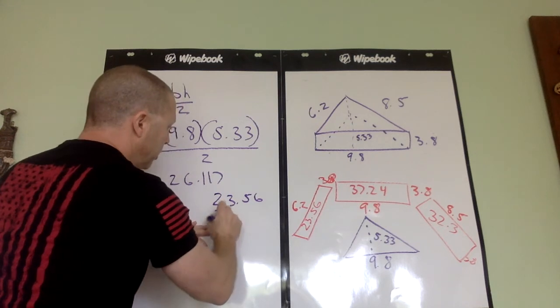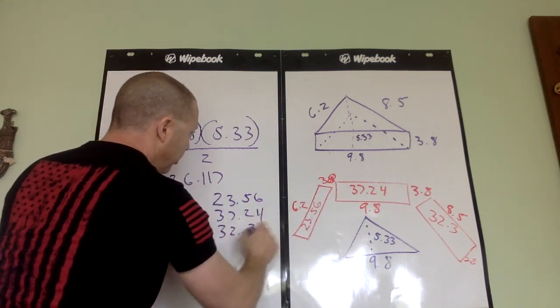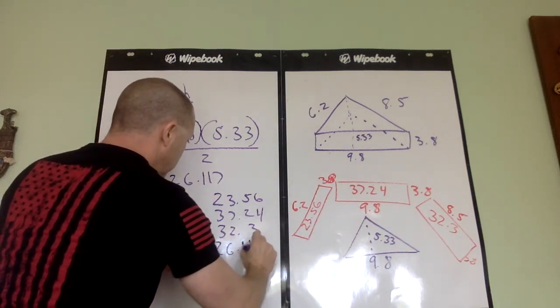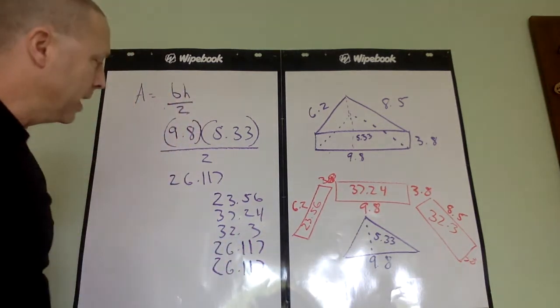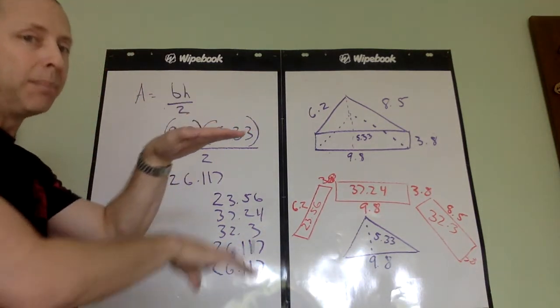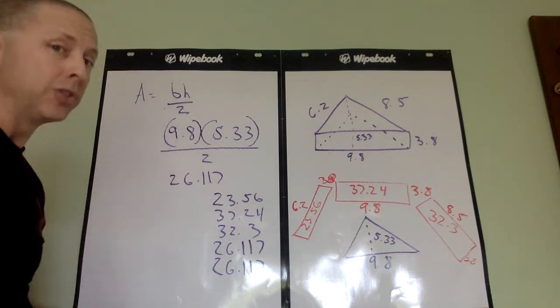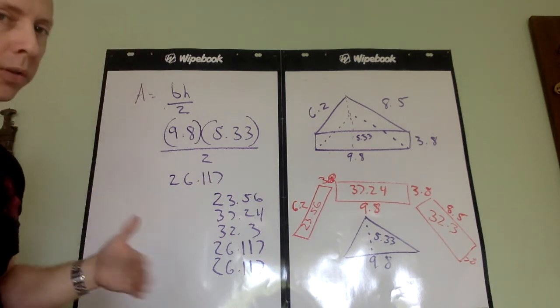23.56 for here, 37.24 for there, 32.3 for that one, and then of course I have 2 of 26.117. Now when I said there's 2 of them, because it's a top triangle and a bottom triangle, that's why I said I could have just skipped the dividing by 2, because I'd have to double it anyway. But I wanted to walk you through each step.